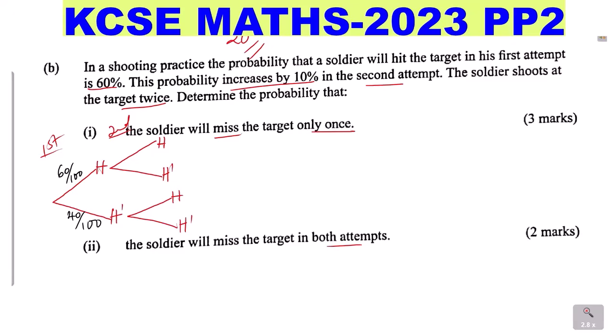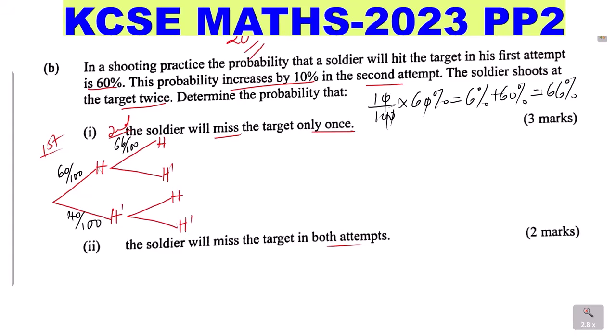So if it increases by 10%, you can get what is that increase of 10%? 10%, which is 10 over 100, times 60%. So we see what is the increase in the percentage. And this will give an increase of 6%. So therefore, in the second attempt, it will not be 60. The increase is 6%. So you have to add 60 so that you get 66%. So that is the second attempt. So here we shall have 66 over 100.